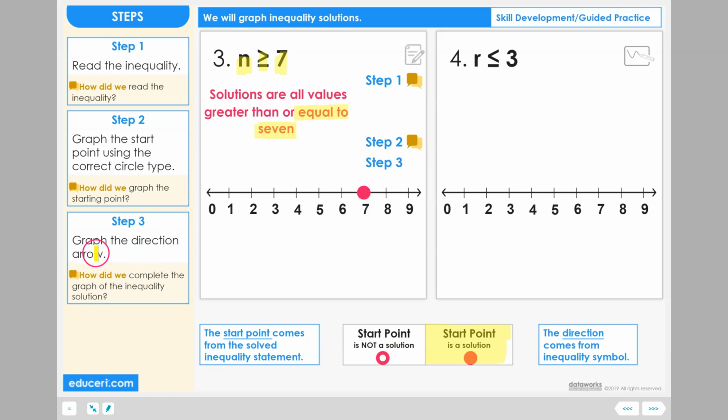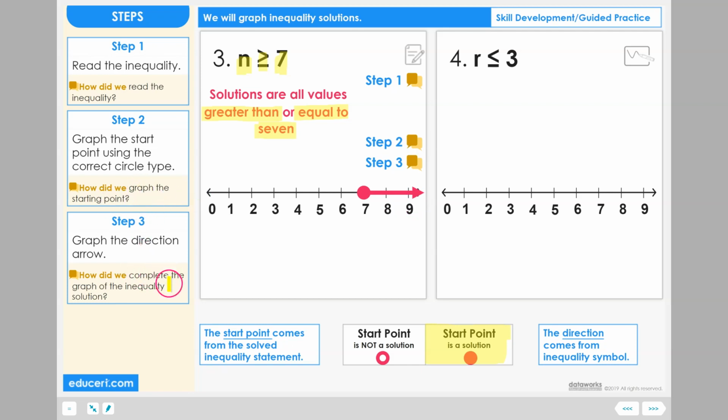Step 3. Graph the direction arrow. Now which way are we going to go? Do we want to get all the values greater than or all the values less than 7? And from that statement, we want to go greater than. So all the values greater than 7 go in that direction, and here is our final graph of the inequality.